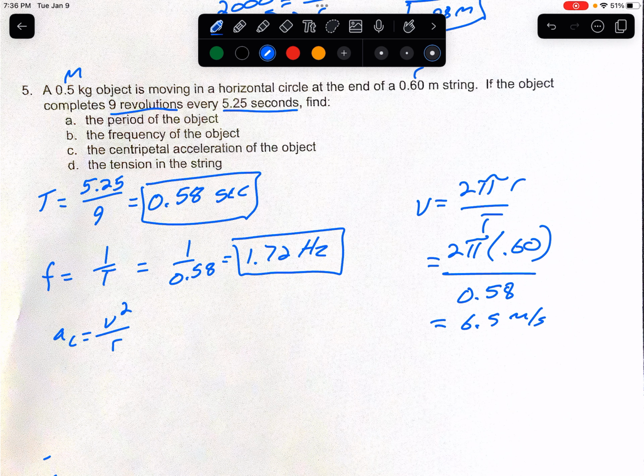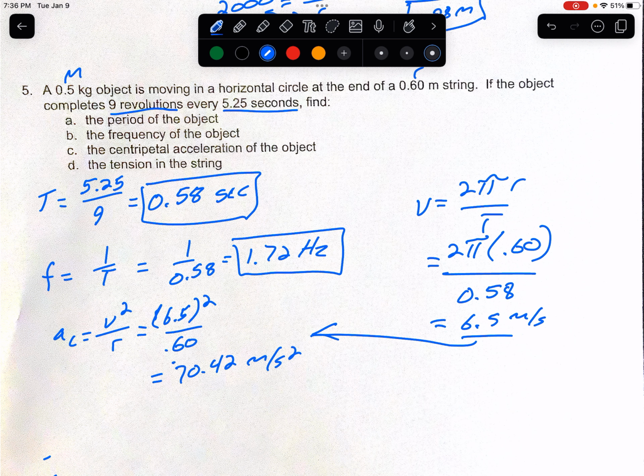So now I can plug that in. I can take this and bring that over here. So I can do AC equals V squared over R. So V squared, 6.5 squared over your radius, which is 0.60 meters. Do your math there, and you should get an acceleration of 70.42 meters per second squared. So this is what I mean by if you don't have enough to do an equation, you're probably going to have to use another one to get what you need and then bring it over.